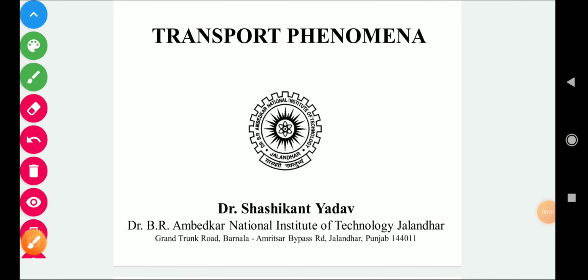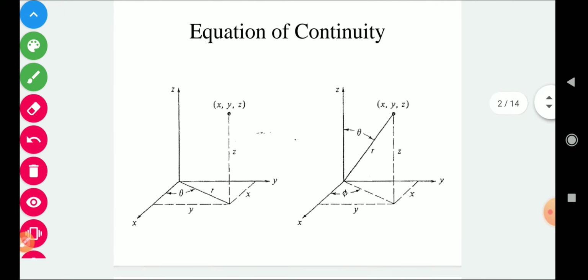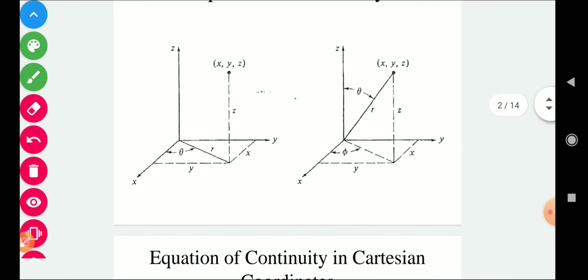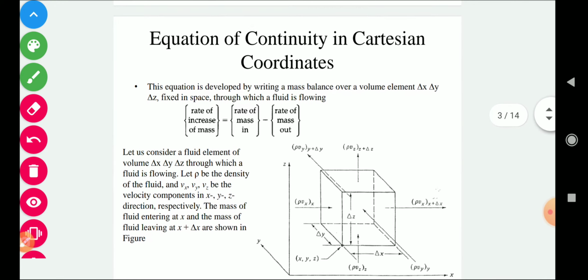Good morning. In today's class, we will derive the equation of continuity for Cartesian as well as cylindrical coordinates. So the first question that arises is, what is the equation of continuity? The equation of continuity tells us that mass is conserved.